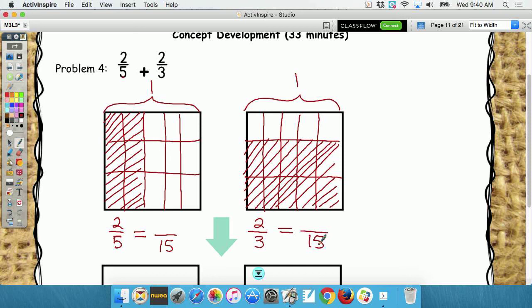Now I count my shaded pieces. So 1, 2, 3, 4, 5, 6. Trust me, I won't circle all of those, okay? How many are shaded on the next one? 10. Let's see. Hayden, how many are shaded here? Is it 10?